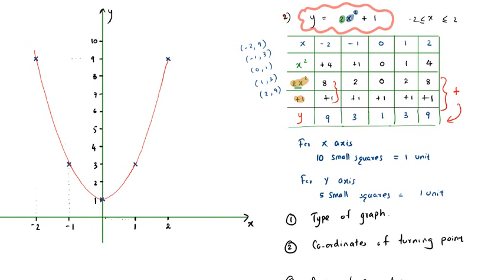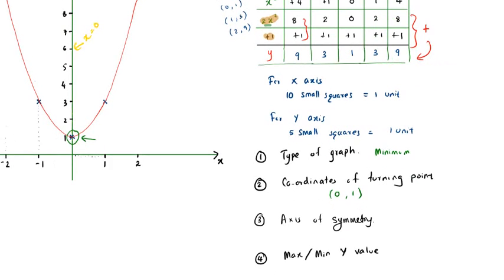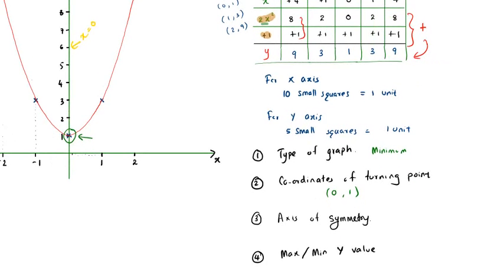Coordinates of turning point, this is your turning point. So what's the turning point? Once again, that's also 0, 1, right? X value is 0, y value is 1. Axis of symmetry, children, doesn't change in this entire lesson. Actually, it's going to be the y axis. So axis of symmetry is x equals 0, right? That's the place where your graph is symmetric. So axis of symmetry is going to be x equals 0.